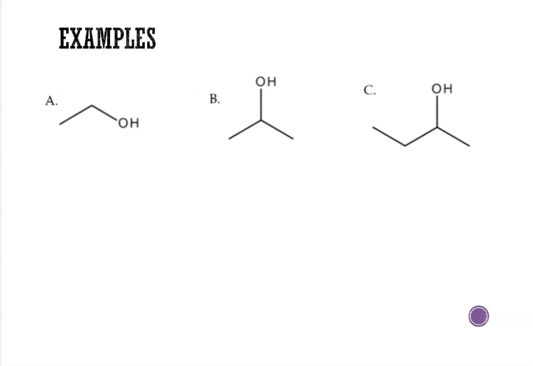All right, so let's do some examples. We'll look at some examples here, and we'll name them both with their IUPAC name and using their common names. We'll do the IUPAC name first. So here I have 1, 2, so that would be ethanol. There's no need to number this because it doesn't matter where I put it. It's always going to be on the first one. So ethane gets changed to ethanol.